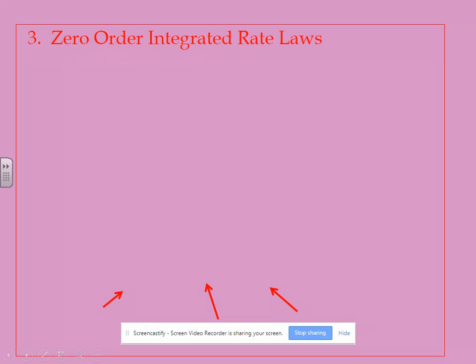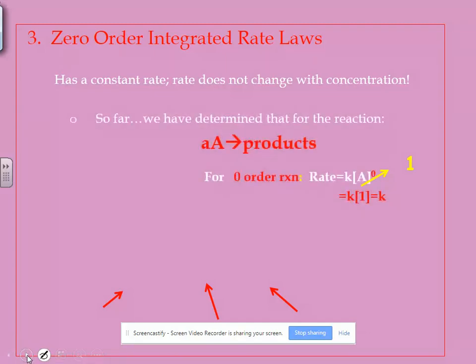This is part 2 of our integrated rate laws lesson. For the integrated rate law, the last part of the video stopped at the second order. So let's look at our zero order integrated rate law and the characteristics of it. If it's a zero order, what that means is it has a constant rate. So the rate is not going to change with the concentration.